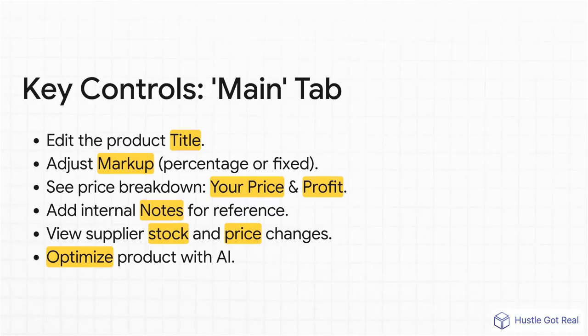And look at all the power you have right here. You can tweak the title to get that SEO juice flowing. You can adjust your markup on the fly to stay competitive, and you can see your exact profit. You can even leave little notes for yourself. Plus, you get a peek at the supplier's stock history, and get this, you can use AI to optimize the whole thing with just one click.